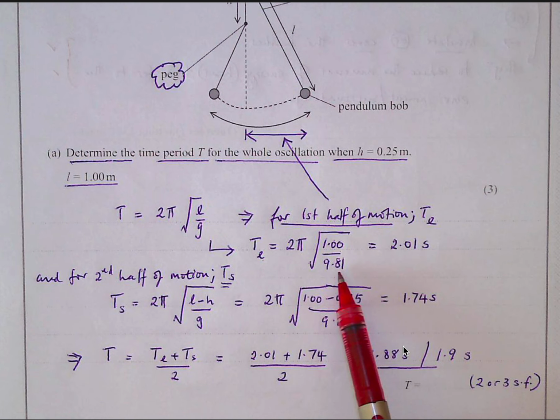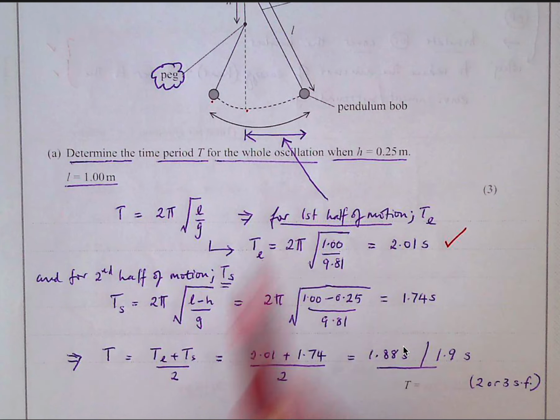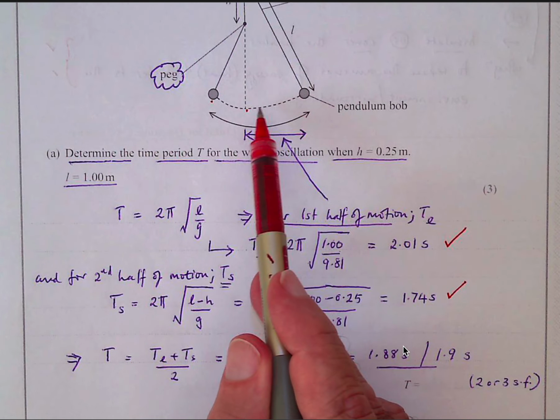So presumably you're going to get 1 mark for that. And then for the second half of the motion, which will be from here to here, it's like the pendulum has become shorter by 25 centimeters. So you do 2 pi root L minus h over g. I put T short, so T long and T short, that's what the S is used for, same in the mark scheme. So it's 2 pi root 1.00 shortened by 0.25, divided by g, and you'll get 1.74 seconds.